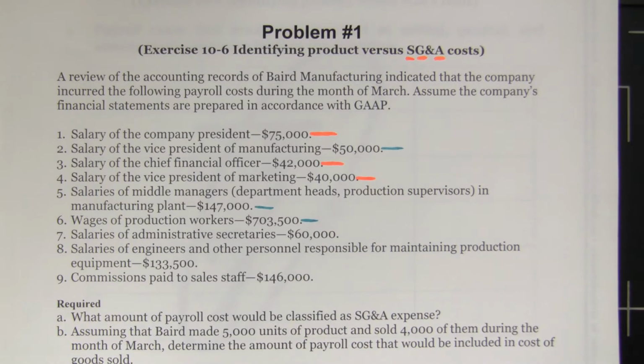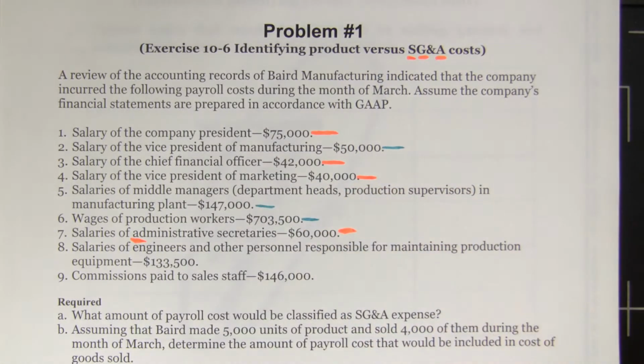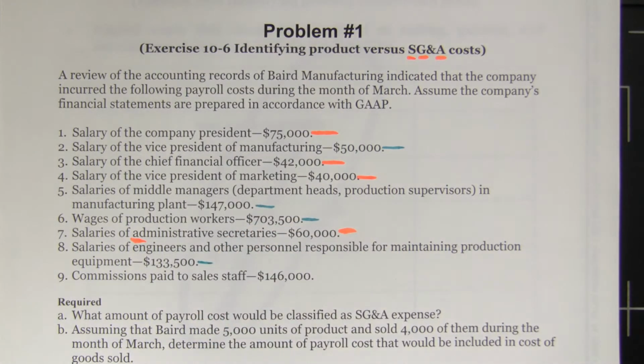Salaries of administrative, admin, it's a period cost. Goes to the income statement. It doesn't add value to the product. It's for the good of the whole company. The salaries of engineers and other personnel responsible for maintaining the production line. Well, engineers, maintenance crew, they keep the stuff running, so that's clearly a product cost. And the sales staff, at this point, is always selling and general administrative.